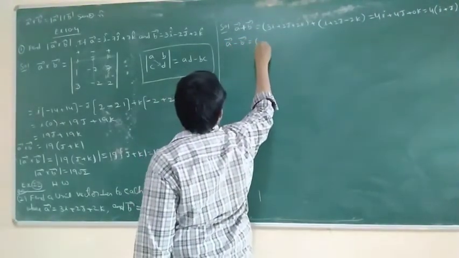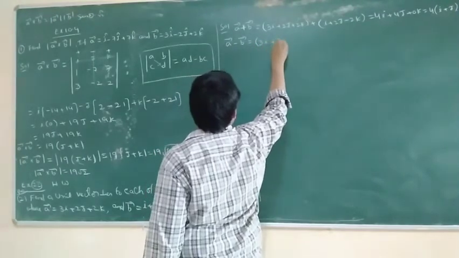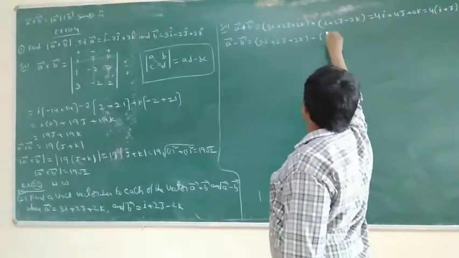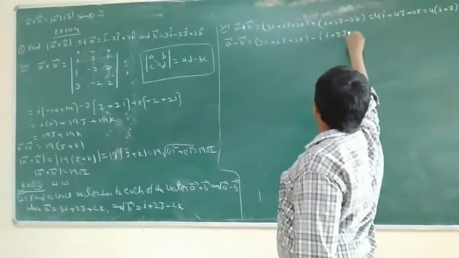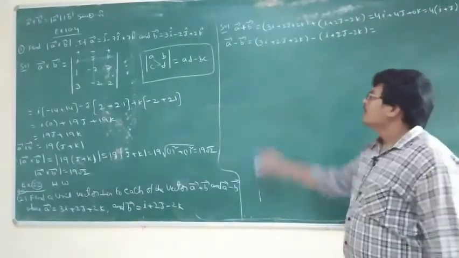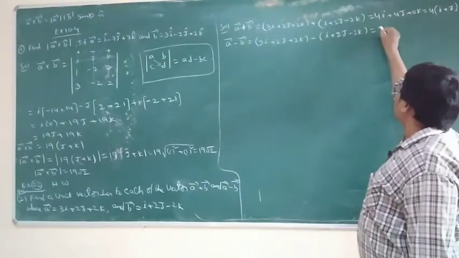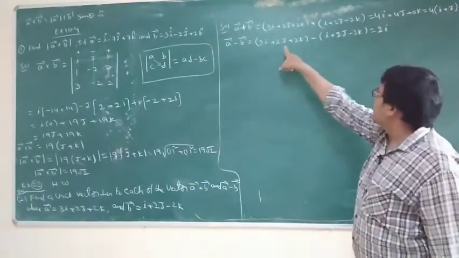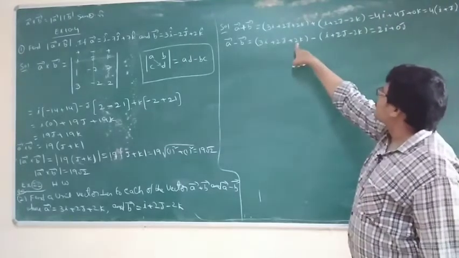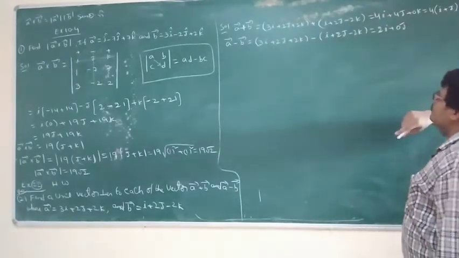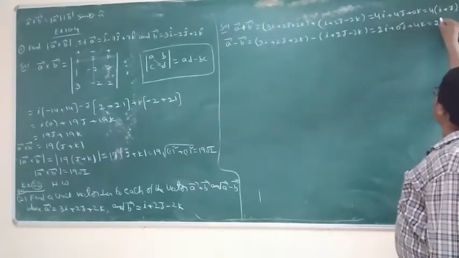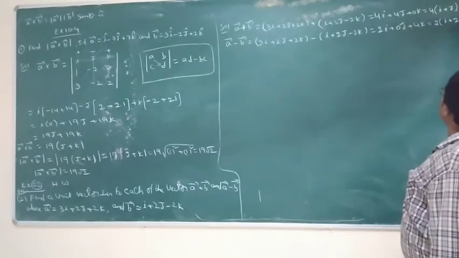Next one, a bar minus b bar. a bar minus b bar is equal to 3i plus 2j plus 2k minus i plus 2j minus 2k, which is 3i minus i, 2i, 2j minus 2j, 0, plus 2k minus of minus 2k, plus 4k. So 2 common, i plus 2k.